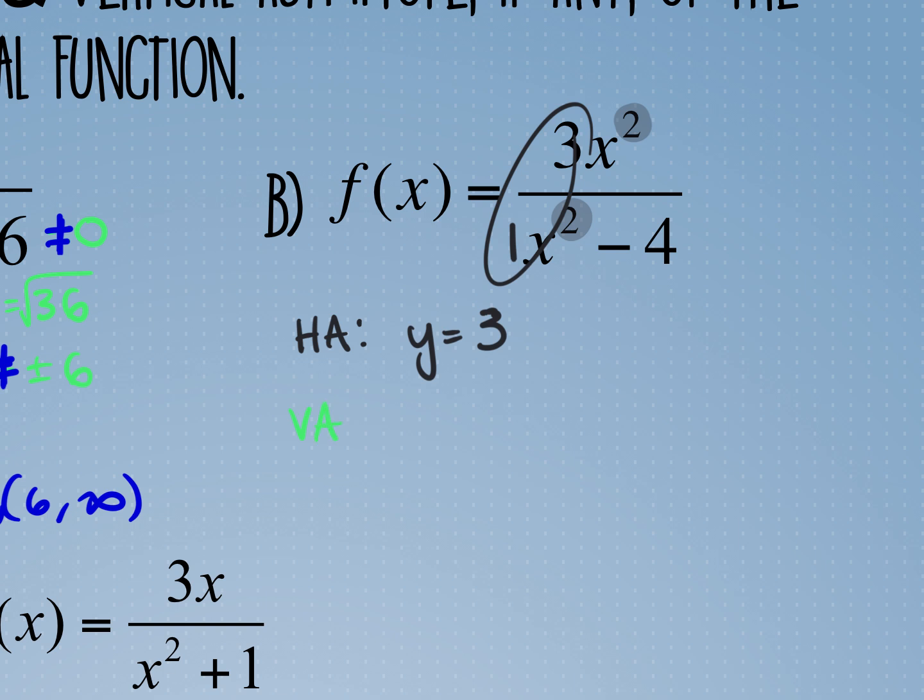Next, let's find our vertical asymptotes. How do we find the vertical asymptotes? Set the denominator equal to 0. So x squared equals 4 when we add 4 to the other side. What do we do next? Square root both sides. So x equals plus or minus 2. So our vertical asymptote, we can say x equals plus or minus 2. On WebAssign, it'll make you put this as separate lines. It'll probably give you 2 boxes. x equals 2, x equals negative 2.